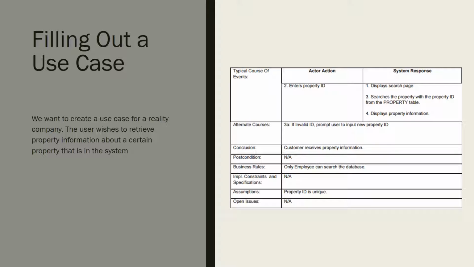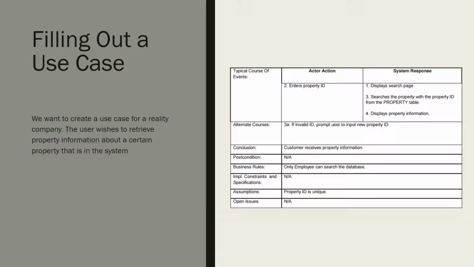The second part of the use case starts with the course of actions, and this occurs for the typical course of actions. So what would happen if there were no problems found by the system? So the system begins by the employee pressing the start button or the search button, which was indicated as the trigger. Then the system displays the search page. And then in response, with the search page up, the actor, which is the employee, enters the property ID number that they wish to retrieve.